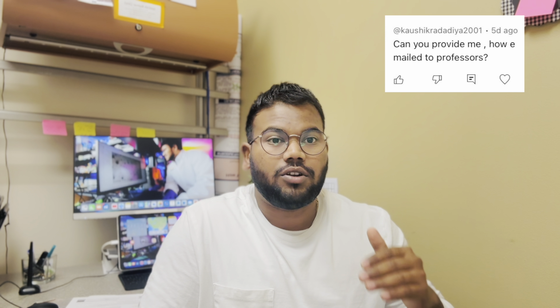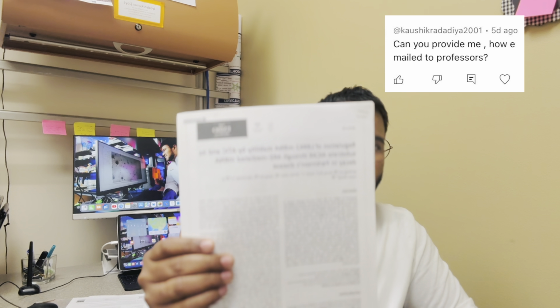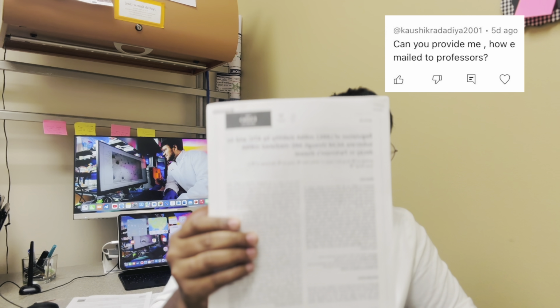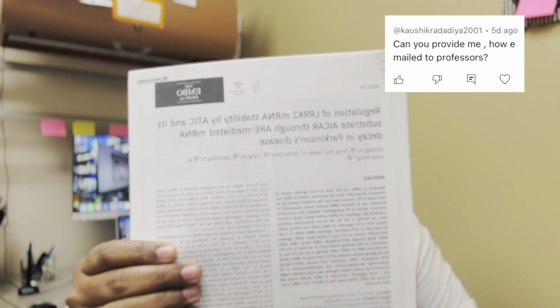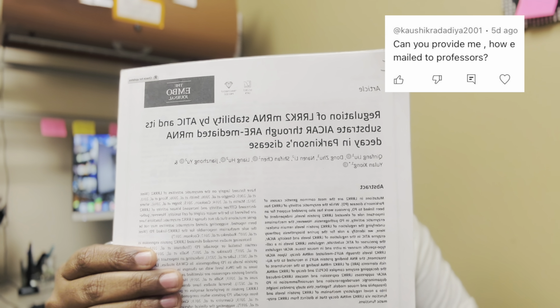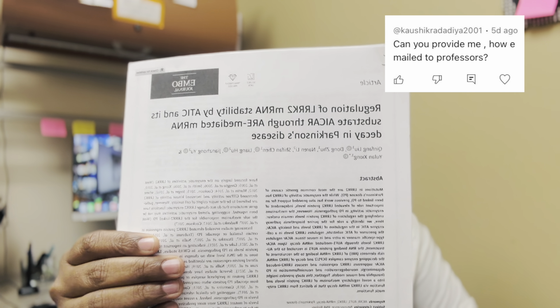So starting with the first, you select your research topic of interest. You will go to Google Scholar or PubMed or any platform where you can find research papers. Suppose I have a couple of papers to show you. Imagine I have chosen this paper for my research interest. This paper is about regulation of LRRK2 mRNA in Parkinson's disease.